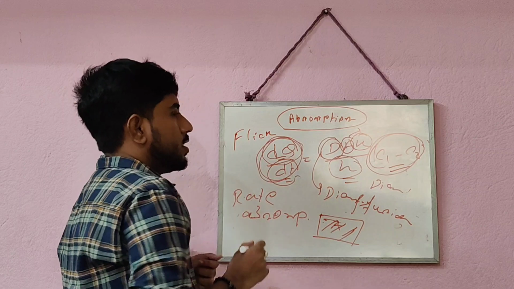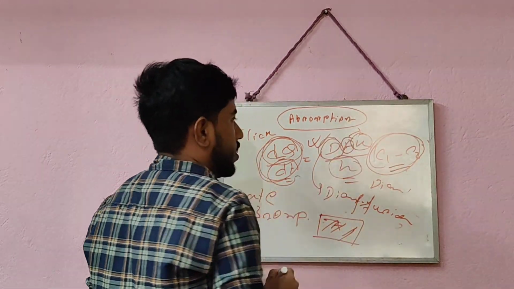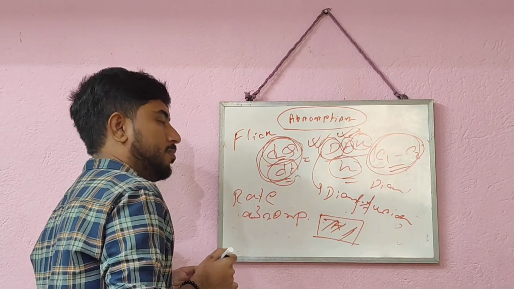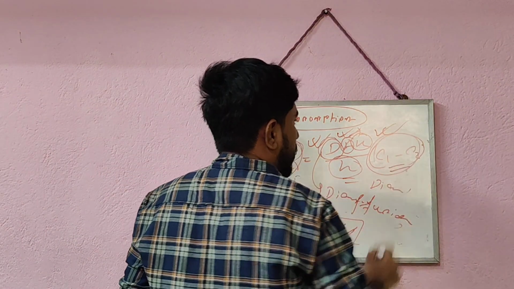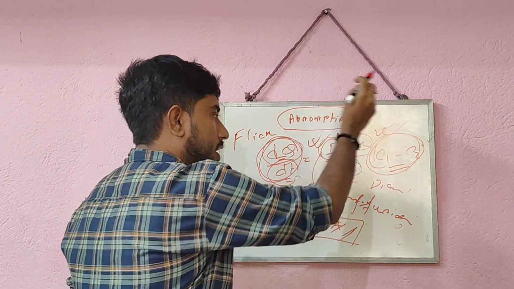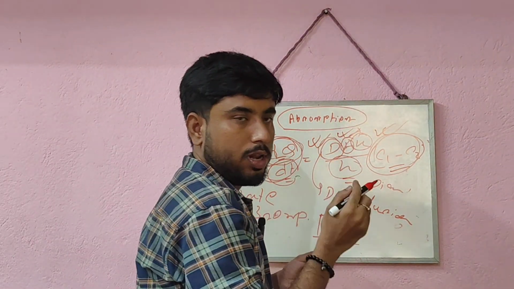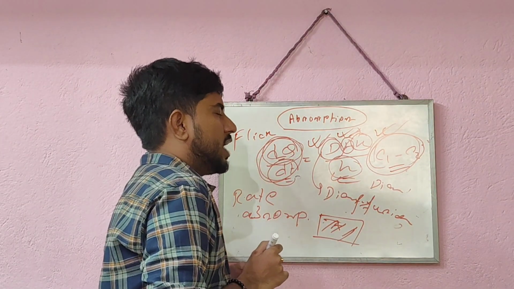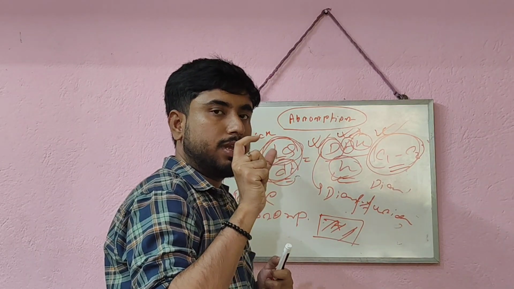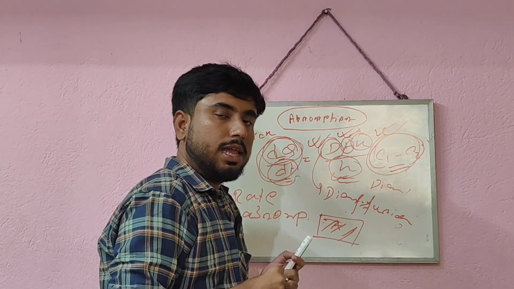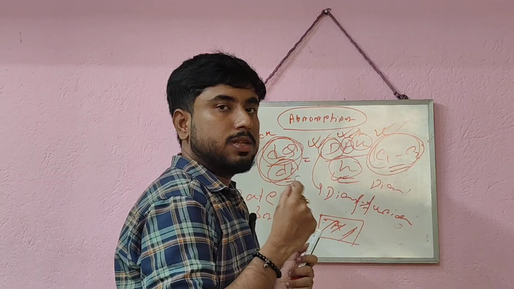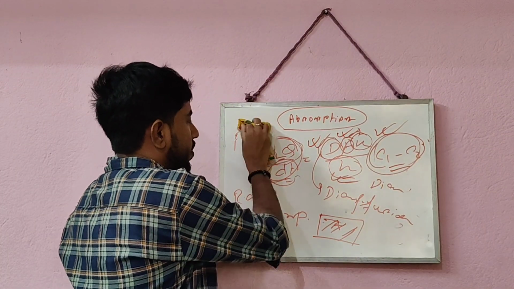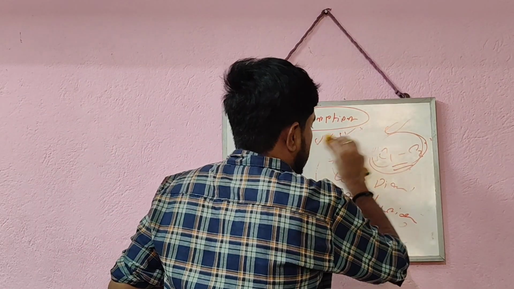That means absorption is directly proportional to the diffusion constant, directly proportional to the area of the membrane, and directly proportional to the concentration gradient. That means if it increases, the drug absorption rate will also increase. And it is inversely proportional to the thickness of the cell membrane. That means if the membrane is thicker, then the absorption rate is less. And if it is thin, then the rate is more. So that is what we have to remember about passive diffusion of drug absorption.